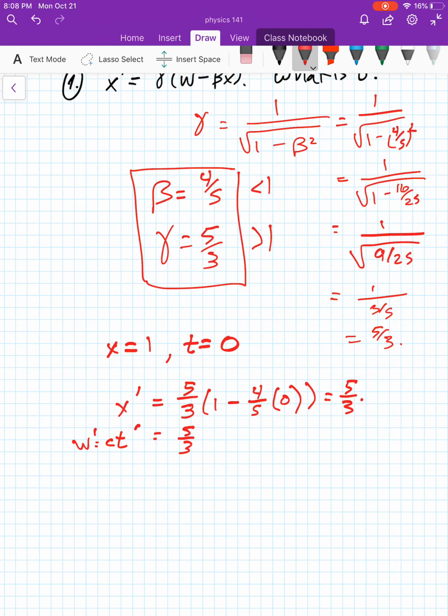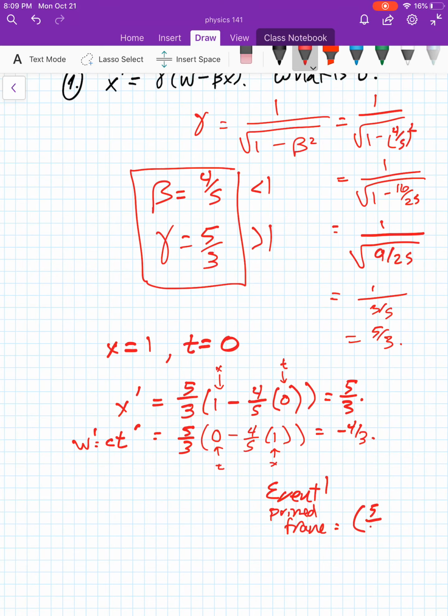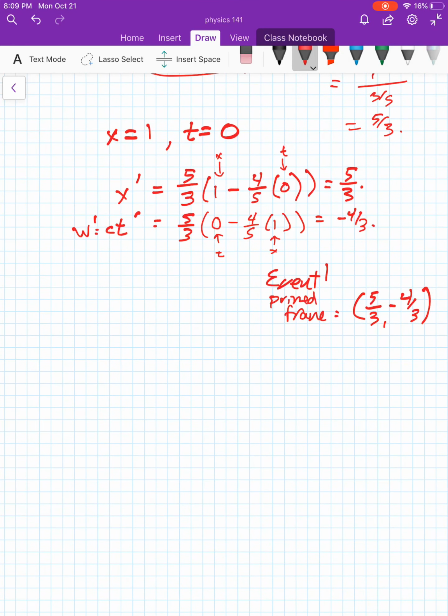Now to solve this in these normalized units, we still have gamma equal to 5/3. We go back to our equation. This is now 0 minus 4/5 times 1. That is, we put in our value of t here and our value of x there. And that's equal to minus 4/3. So for event 1 in the primed frame, we have space-time coordinates of 5/3 and minus 4/3. Remember, it was 1 and 0. So that's the first event.